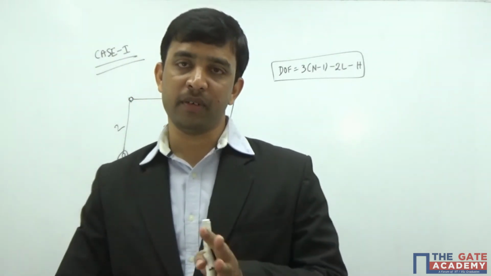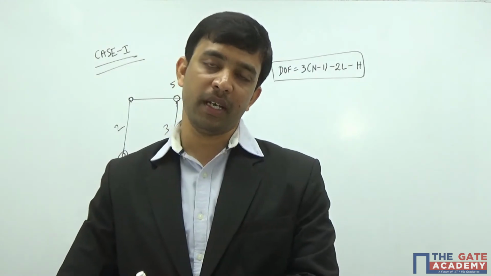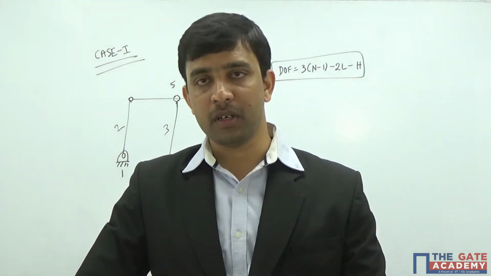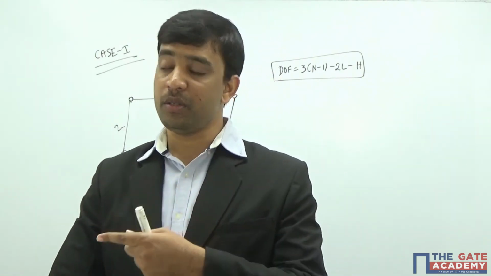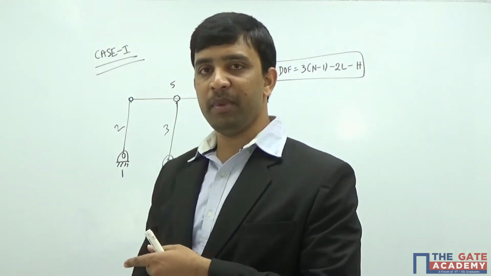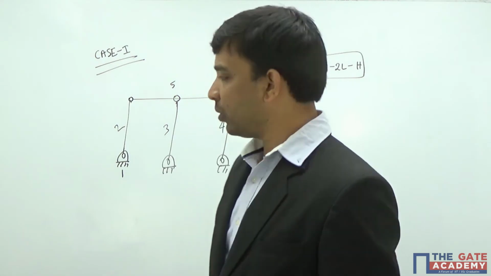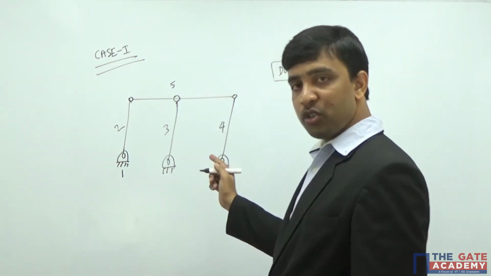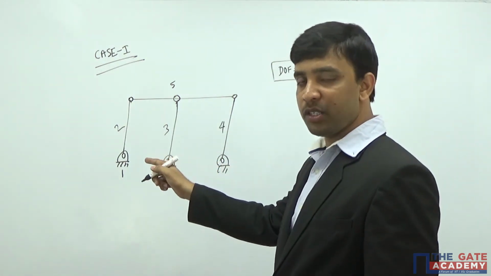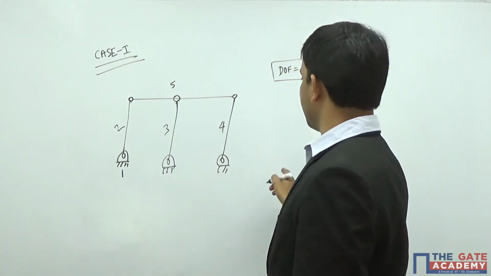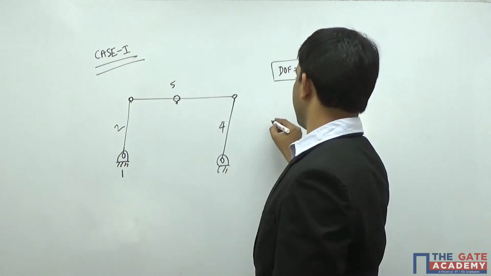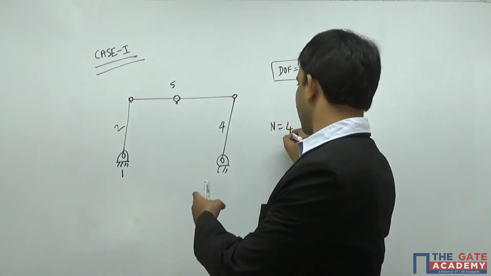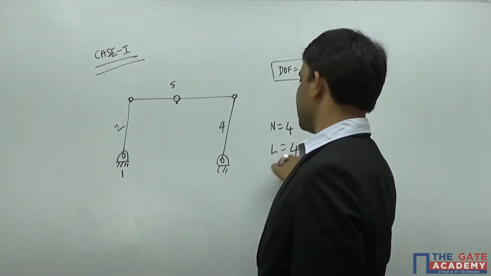Such kinds of links which do not introduce any extra restrictions inside the system are called redundant links. Here one of the links 2, 3, 4 can be considered a redundant link. If I assume there is one redundant link in these 3 links, then even though I eliminate this redundant link, the effective number of links in this mechanism is only 4, with 4 turning pairs, I can say 4 lower pairs.